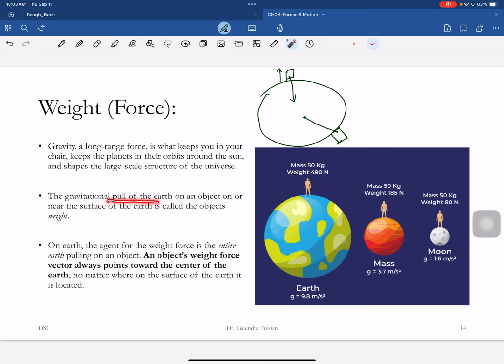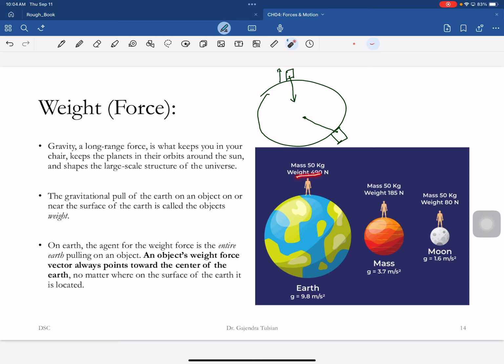The gravitational pull of the Earth on the object near the surface is called its weight. By the way, the stuff in my body is the mass. That gives you the mass. My mass is the same no matter where I am. That should be Mars, by the way. So my mass is the same whether I'm on Earth, Mars, or the Moon.